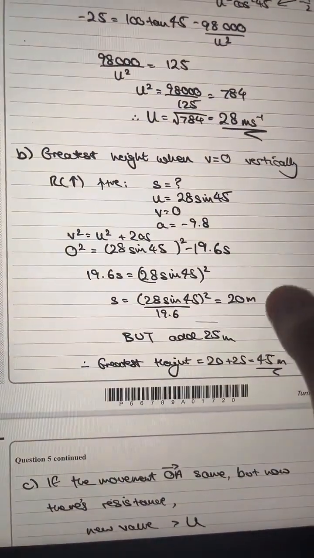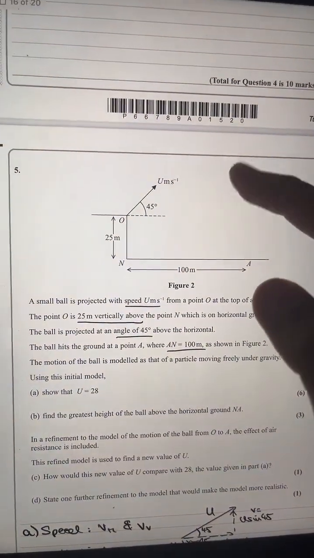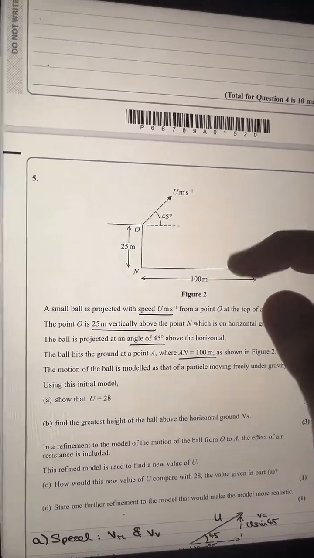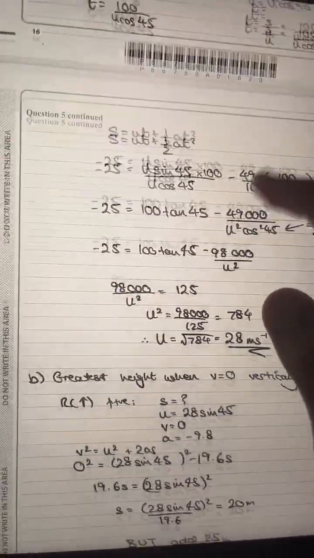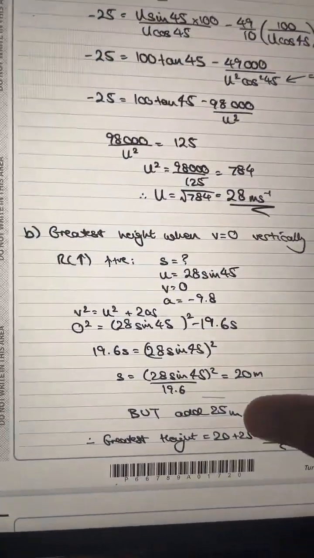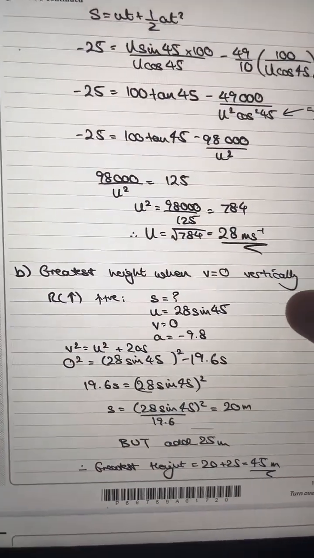But, and I've put that in full caps, you need to add this 25 meters as well, right? Because you want the greatest displacement vertically above NA, above the floor. So if you just add 25 to 20, therefore the greatest height is equal to 20 plus 25 equals 45 meters. And that is how you do part B.